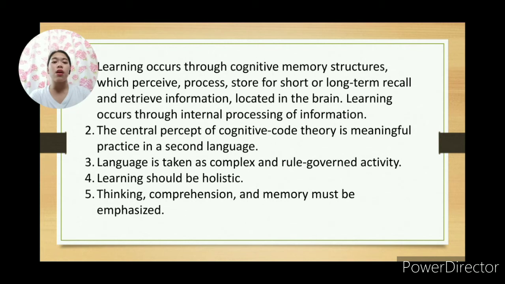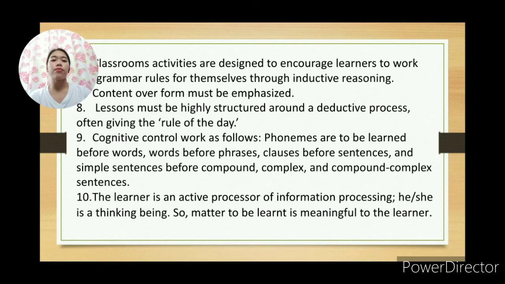The central first step of cognitive code theory is meaningful practice in a second language. Language is taken as a complex and rule-governed activity. Learning should be holistic. Thinking, comprehension, and memory must be emphasized. Classroom activities are designed to encourage learners to work out grammar rules for themselves through inductive reasoning. Content over form must be emphasized. Lessons must be highly structured around a deductive process, often giving the rule of the day.